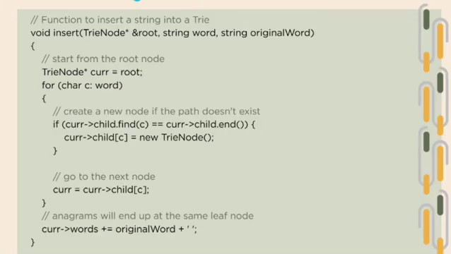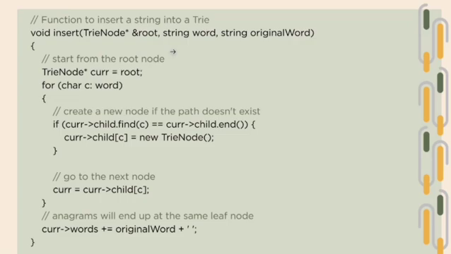Here is the insert function, which inserts a word into the tree. We start at the root node and move character by character. For each character in the sorted word, we check if a child node exists.